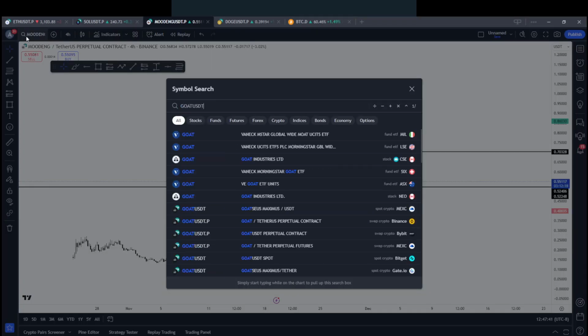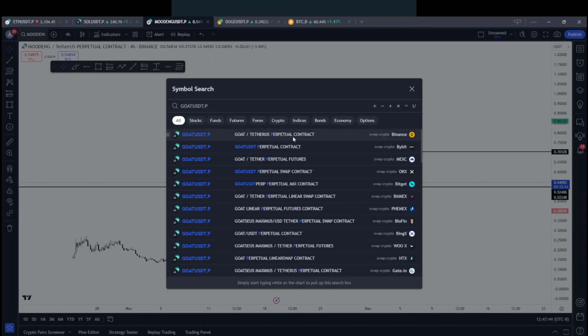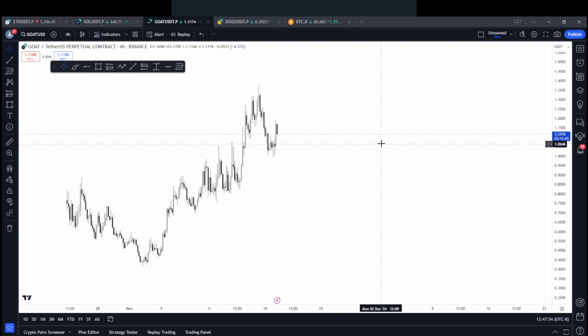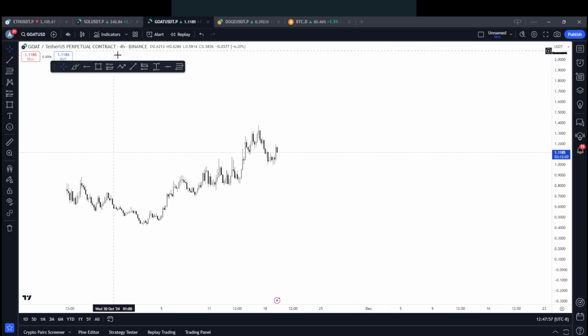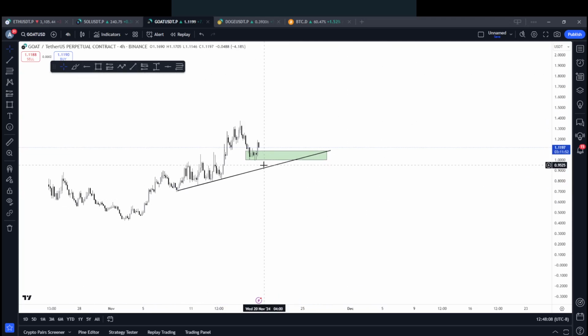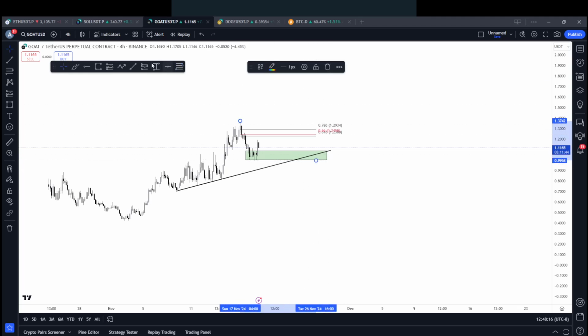Goat. This has lost structure. It bounces from here, or you play the trend line. I look to short the supply zone.